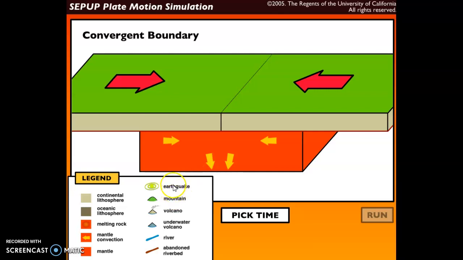We're going to be on the lookout to see if we see any of these things form: earthquakes, mountains, volcanoes, underwater volcanoes, rivers, or abandoned riverbeds. So a convergent boundary, again, is a boundary where two plates collide.